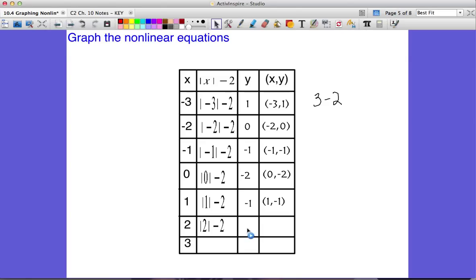If you have the absolute value of 2 minus 2, you get 0, so you get an output of 2, 0. And if you put in 3, the absolute value of 3 is 3, minus 2 is 1. So you get the ordered pair 3, 1. Again, you'll see that your outputs repeat even though your inputs are never the same. So in this case, you're going to have a graph that looks kind of similar, but because we subtracted from that absolute value, it's going to shift a little bit.